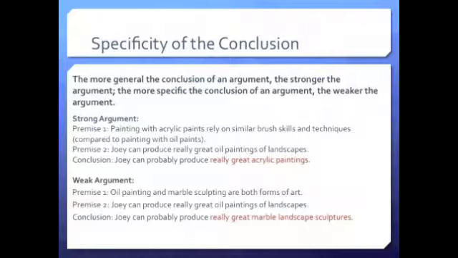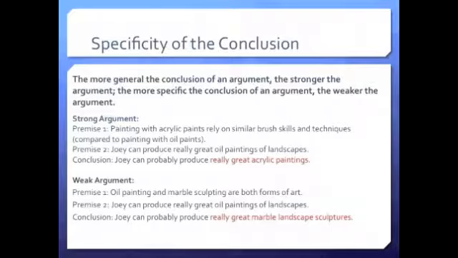In other words, in order for this conclusion to be true, it not only has to be the case that Joey is able to produce really great sculptures, these sculptures must be marble sculptures, and they must be sculptures of landscapes. So the more general a conclusion is, the more ways there are to fulfill it such that it becomes true, which means the more probable the conclusion would be.